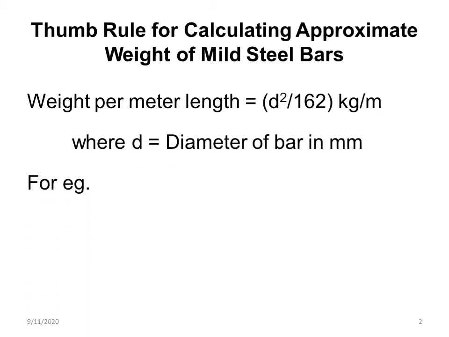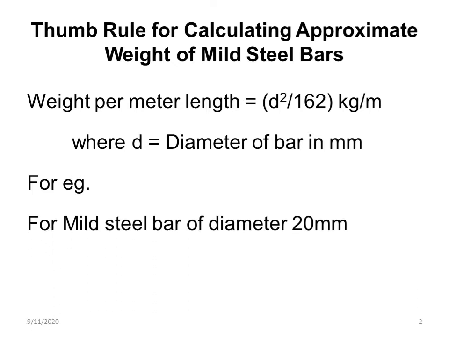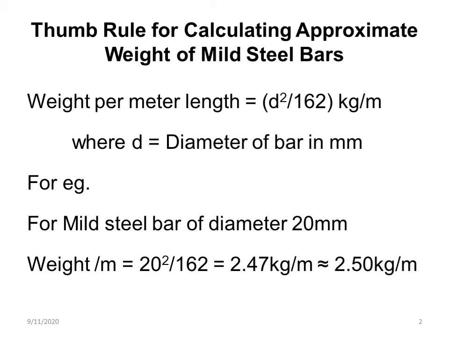For example, for mild steel bar of diameter 20 mm, the weight per meter length is equal to, substitute the value of dia in the above said equation, 20 square by 162 is equal to 2.47 kg per meter. It is approximately equal to 2.50 kg per meter. In some textbooks, the formula is represented as d square by 160 kg per meter.